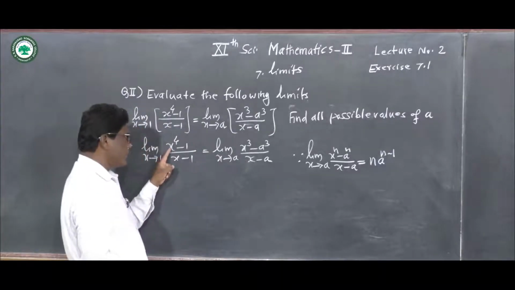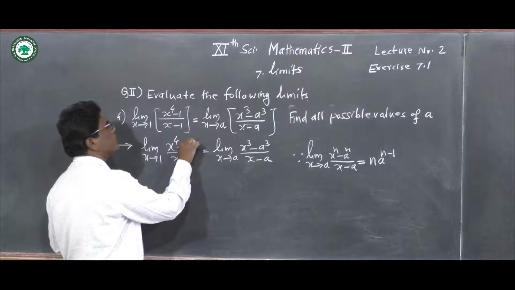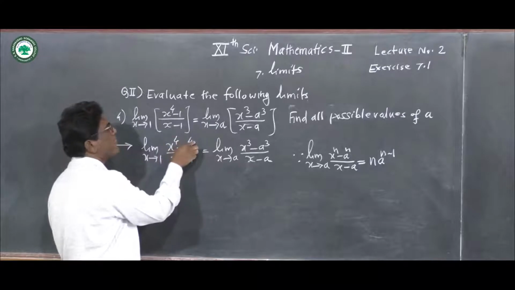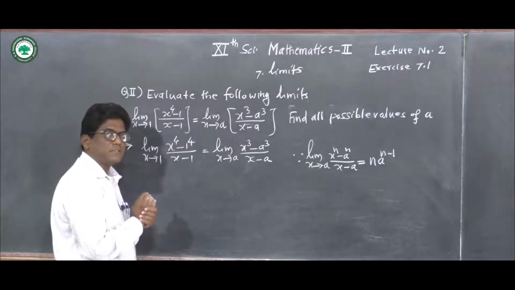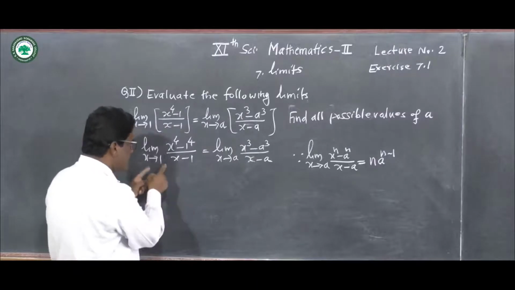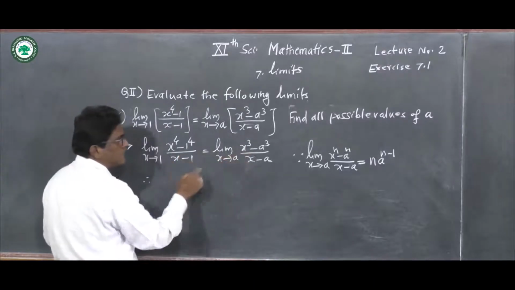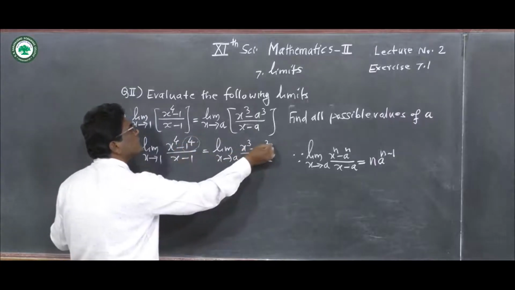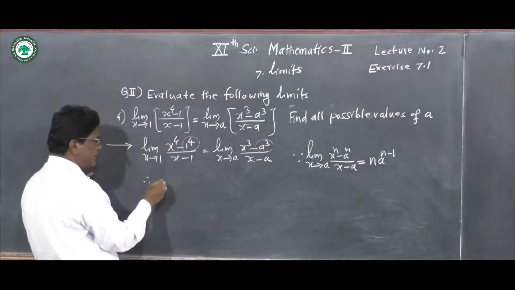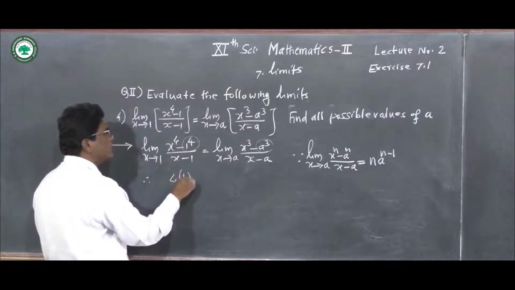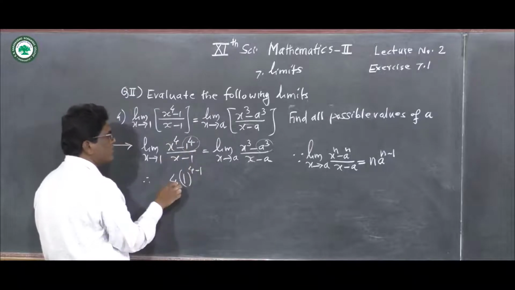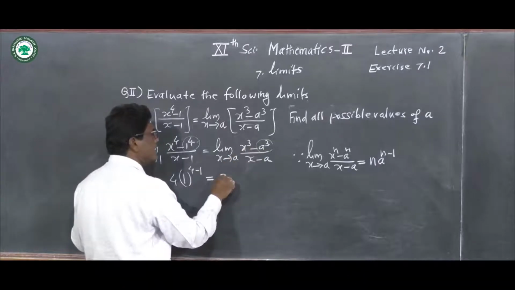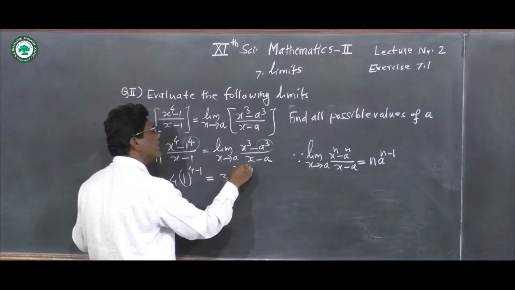Here x to the power 4 minus 1. We write 1 as 1 to the power 4 because the power should be the same, and 1 to the power anything is equal to 1. So we adjust here 4. Now, using this formula n into a to the power n minus 1, we are interested in this value only on both sides. So we get here 4 into 1 to the power 4 minus 1 is equal to 3 into a to the power 3 minus 1.